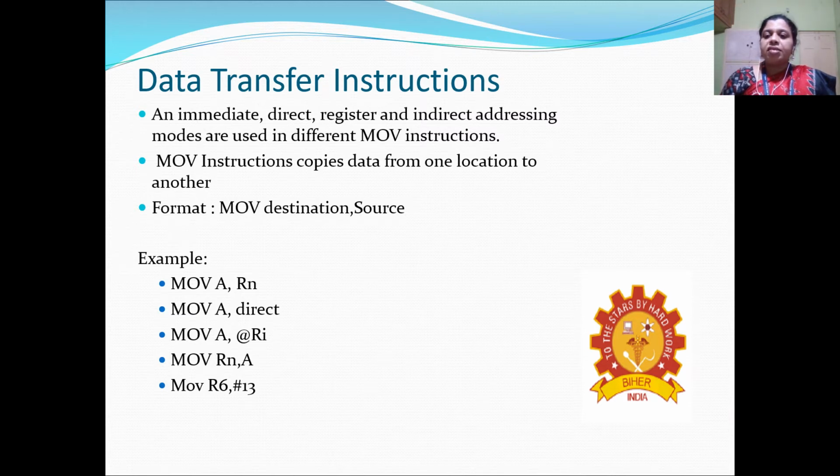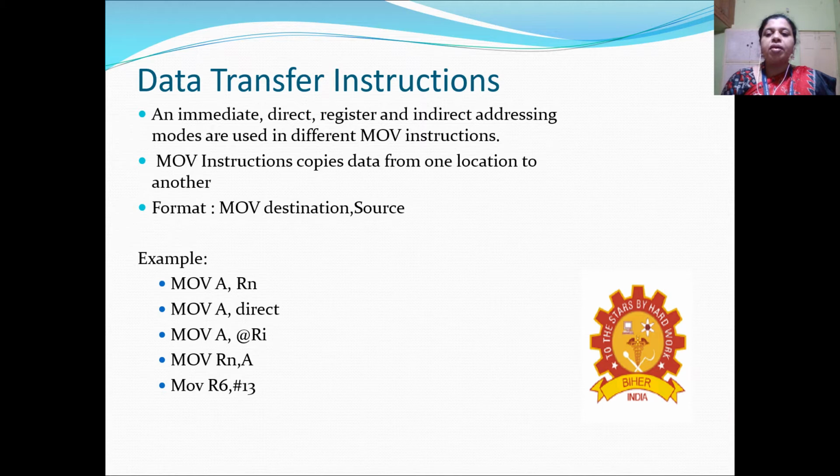Basically, these instructions are used when we want to move the content of the data from one location to another location. The addressing modes involved will be immediate, register direct, or register indirect addressing, and we'll be using the word MOV for these data transfer instructions. The general format is MOV destination, source. So from the source, the data is moved into the destination location.